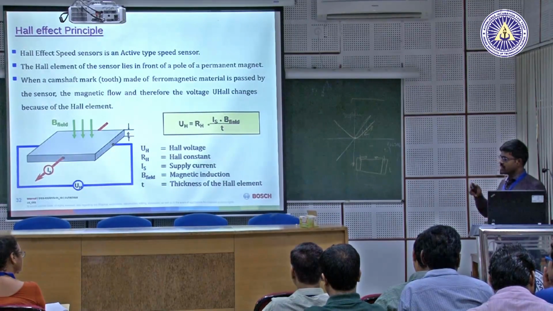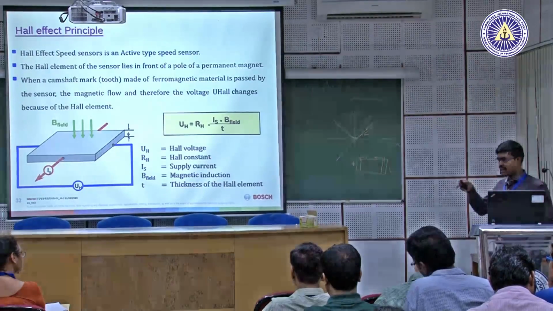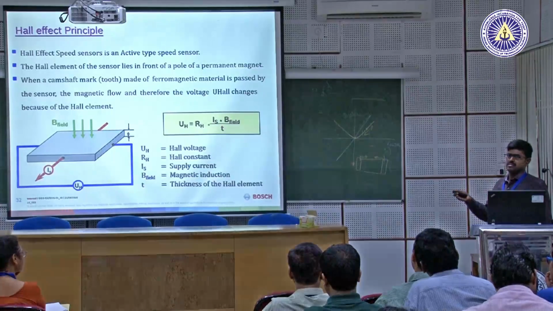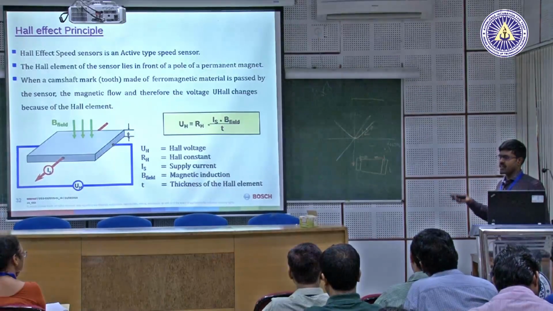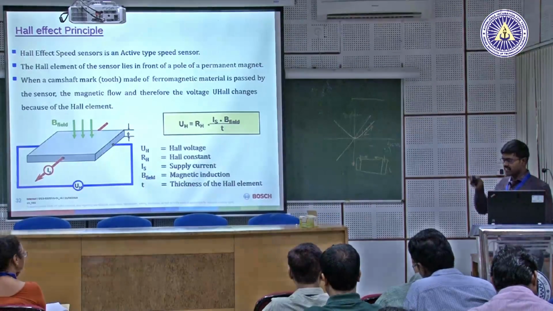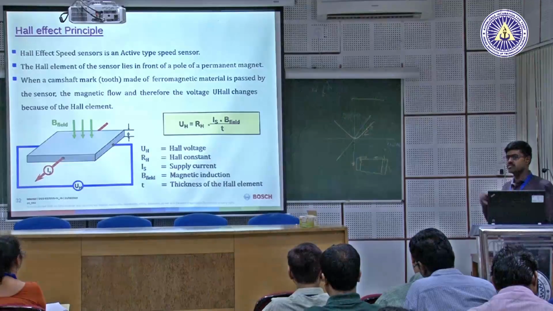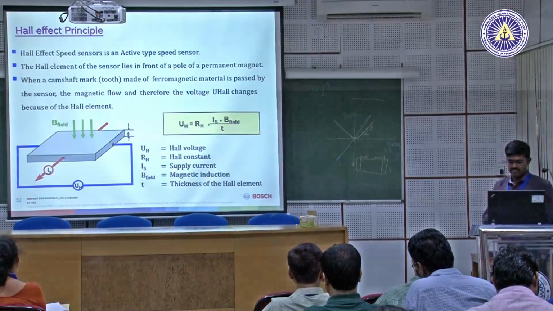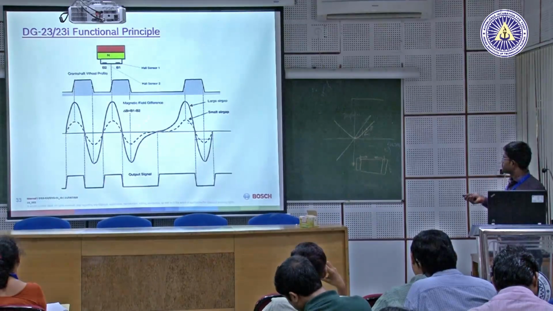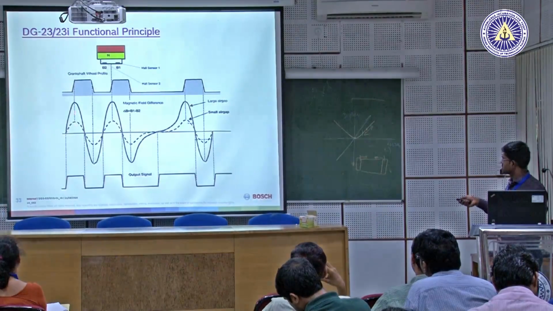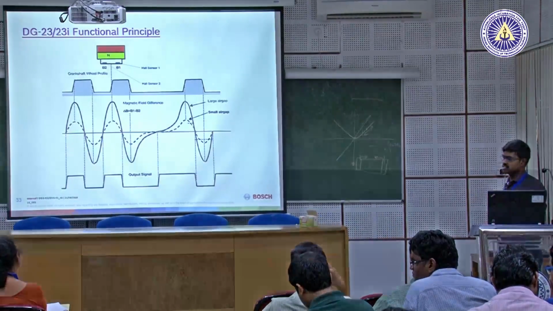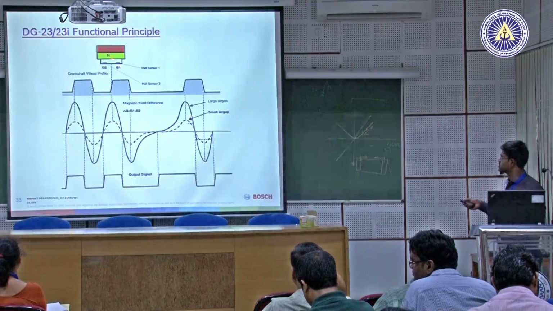A Hall chip has a comparator, and that comparator works like this: assume if the voltage is 0.5 volts or greater, it gives a digital signal 1, and if it is less than 0.5 it gives 0. That is how the output is calculated here. You can see this is the typical output, and this is the signal which we acquire before the calculations from the Hall chip.